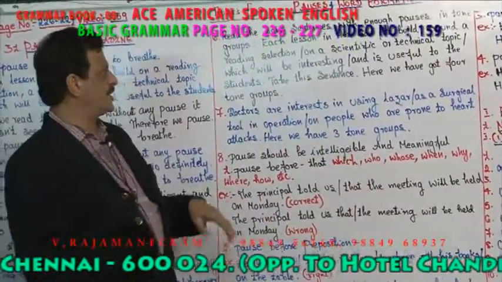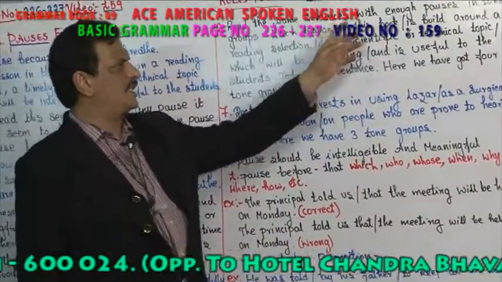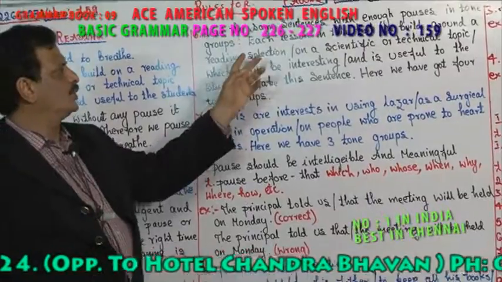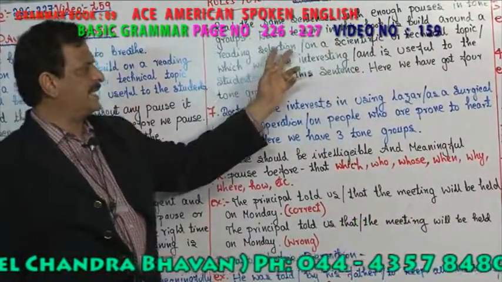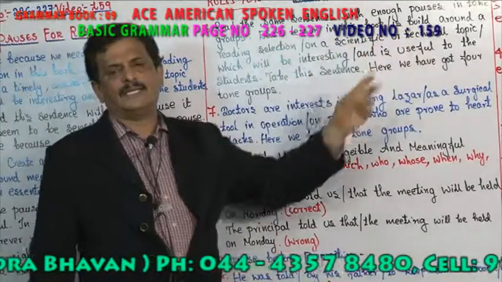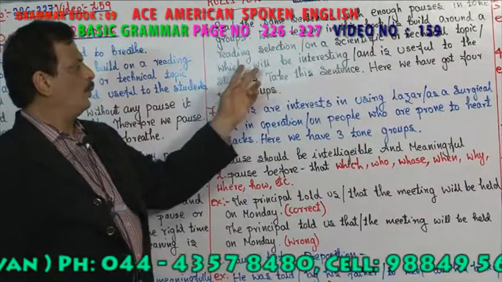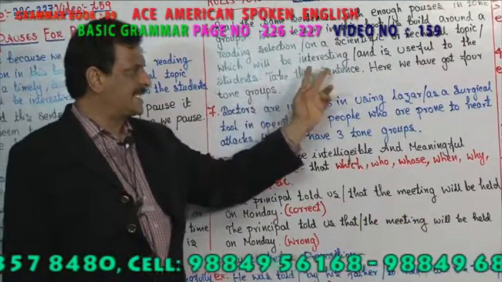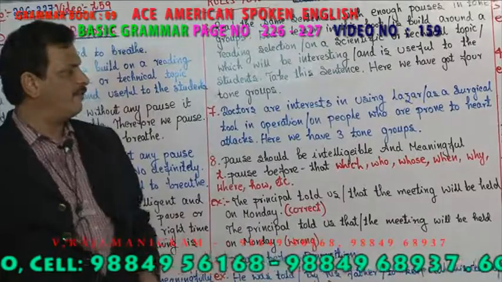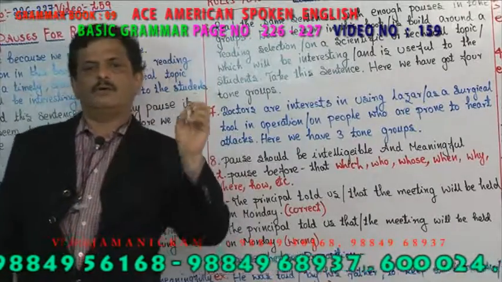We have to pause. Read the same sentences with enough pauses in tone groups. Each lesson in this book is built around a reading selection on a scientific or a technical topic which will be interesting and is useful to the students. Take this sentence. Here we have got 4 tone groups. What are the number? First tone group.